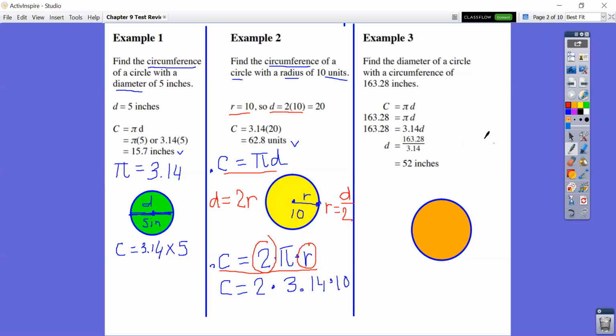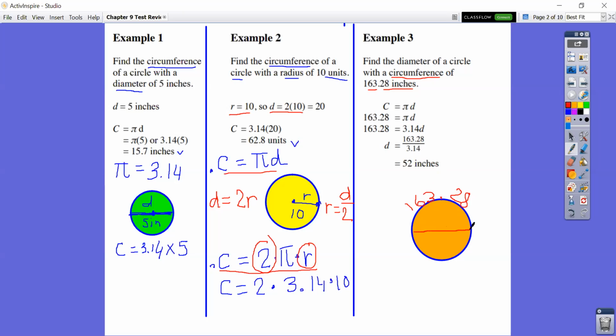All right, example 3. Find the diameter. This time, they give you circumference equals 163.28 inches. So the distance around this circle is 163.28 inches. What is your diameter equal to? So if this is 163.28 inches, the distance around, what is your diameter?